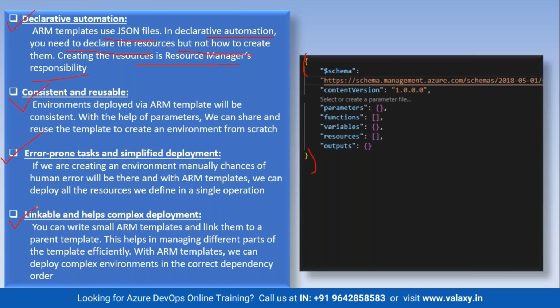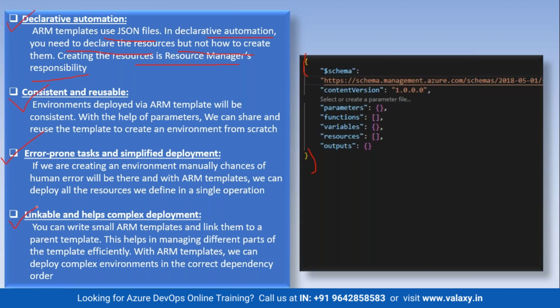So ARM has a feature wherein you can link your templates. What do I mean by link? You can create one main file, then post that you can create multiple templates, like one will have your VM, one will have your virtual network, one will have your storage account, and things like that. And you can link everything together. This way you are segregating the resource creation in multiple templates. What is the benefit of doing this? Your deployment is segregated. You got multiple templates created. Now all the templates are linked with one single file.